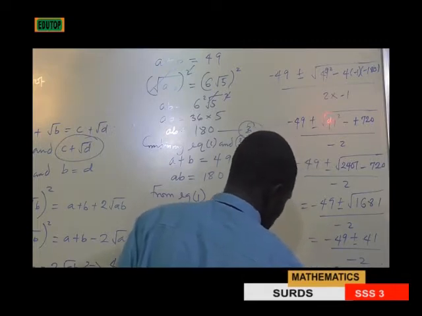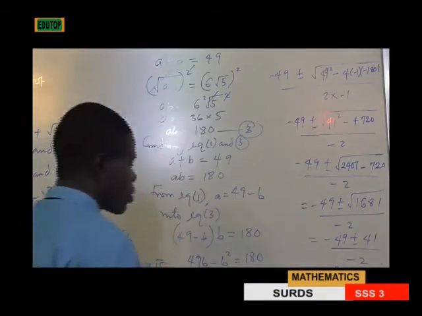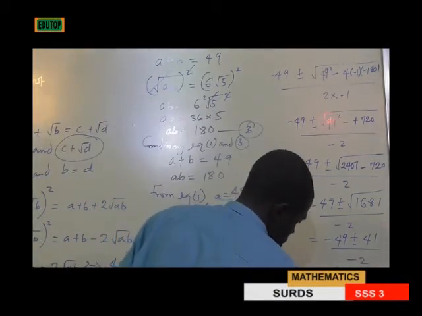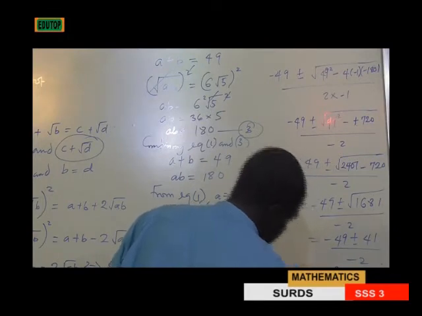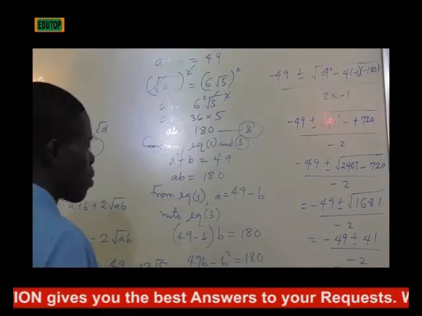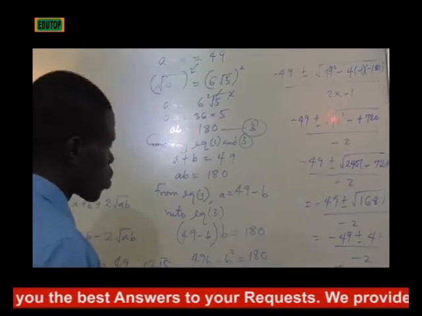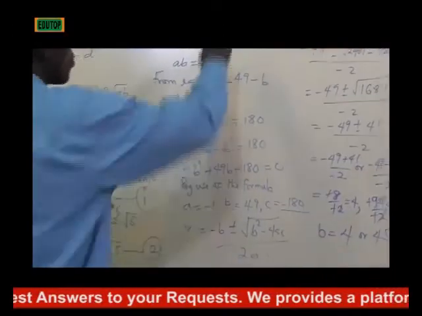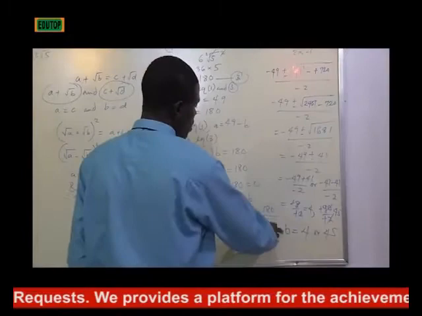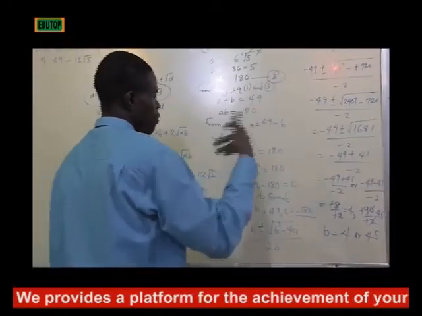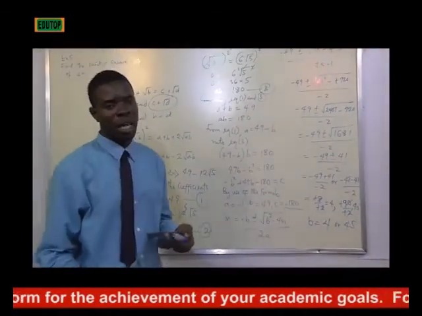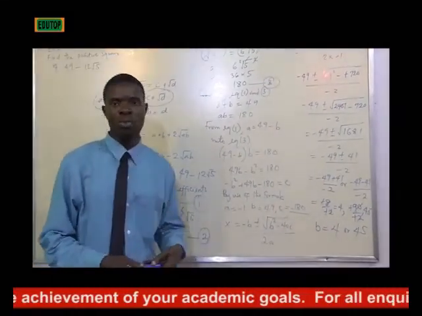So that means the two possible values of B will be 4 or 45. So here we have determined the two values of B. The next thing is now to substitute each value into equation 1 to determine the respective values of A. So at B equals 4, we are supposed to get a particular value for A, and at B equals 45, we are supposed to get a second value for A. So that is what I intend to do now.